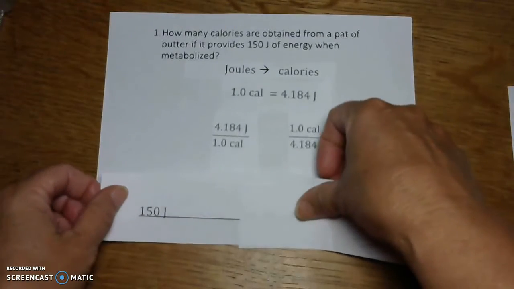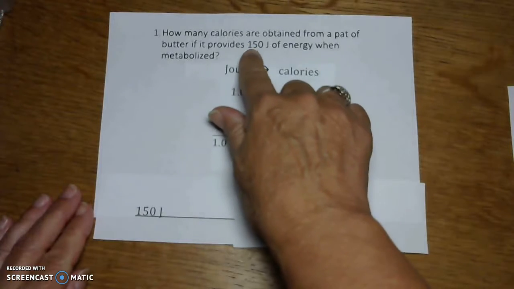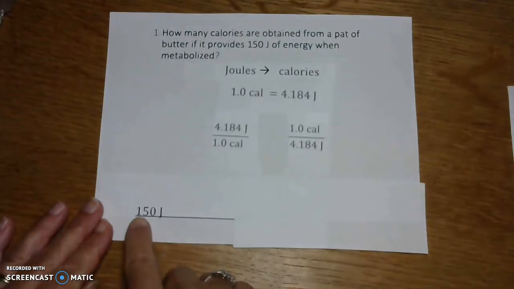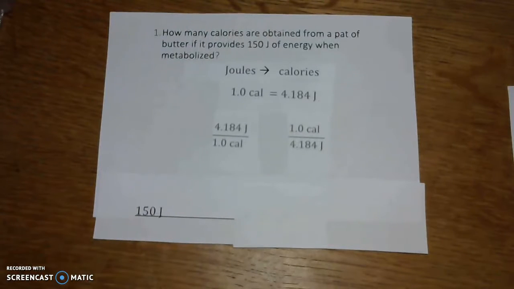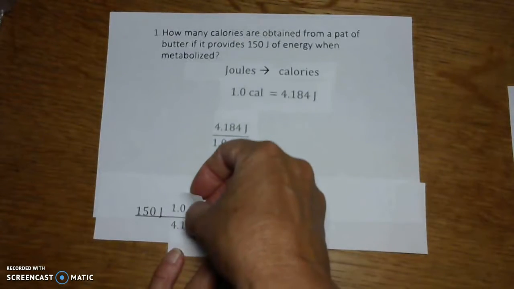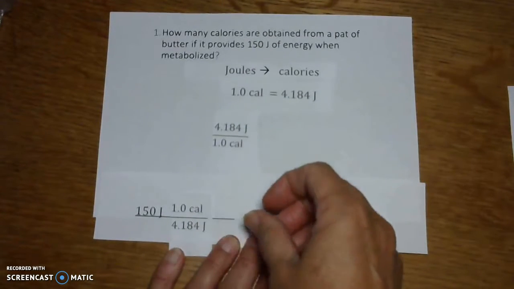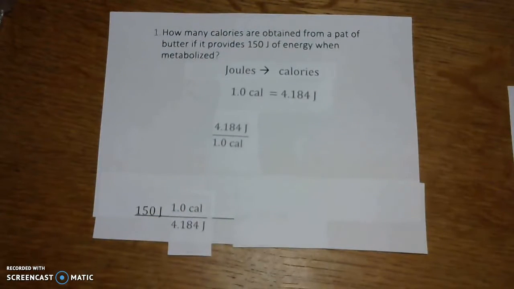We're going to start with the number that's in the problem. We start with 150 joules. Put 150 joules on a line, and then we look for the conversion statement that will allow us to cancel joules and leave us with calories. And it's this one. If I put this one here, joules is on top and joules is on bottom, so it cancels.